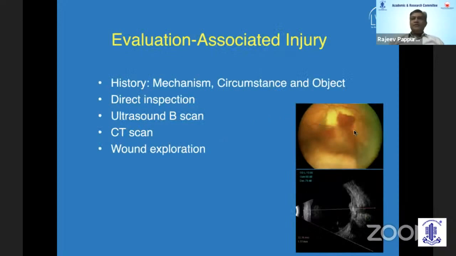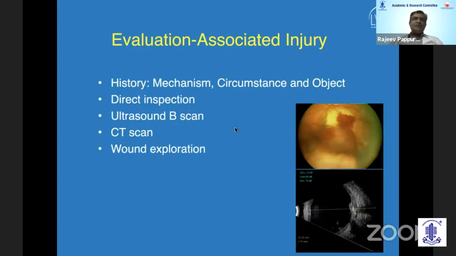If you look at this patient's fundus, you see a rupture with a clot here. But on ultrasound, you see a foreign body sitting inside. So it is not enough to plan just a scleral tear repair in this patient. We need to look at the associated injuries. For that, history is the most important thing whenever you're assessing a trauma. You need to reconstruct how the injury happened so that you understand what trauma would have been created. Then see with direct inspection what trauma you are able to see, and do an ultrasound B scan or a CT scan, whatever is required, to assess further damage inside.